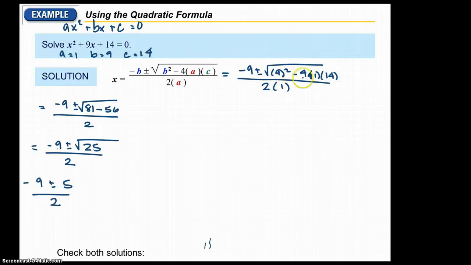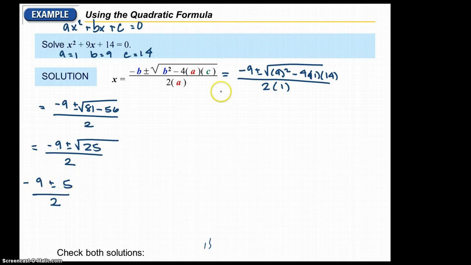But here's where I plugged in all of my values. Then I simplified using order of operations. 9 squared is 81. 4 times 1 times 14 is 56. So 81 minus 56 all over 2 times 1, which is 2. Then negative 9 plus or minus the square root of 25 over 2. Square root of 25, perfect square. We love it. Negative 9 plus or minus 5 over 2.